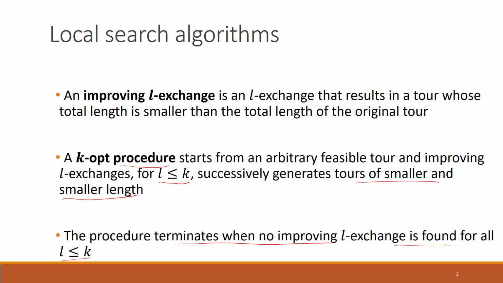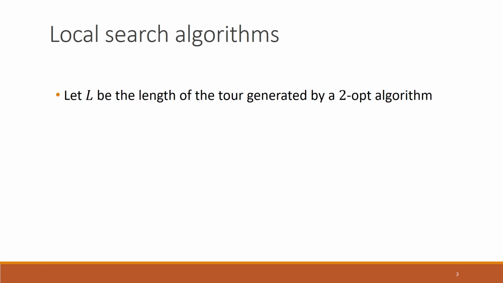K. So, for example, if K is specified to be say 3, then we will have L less than or equal to 3 only, and in each iteration of this algorithm we will be implementing various L exchanges so that we get a tour which is smaller than the previous tour.